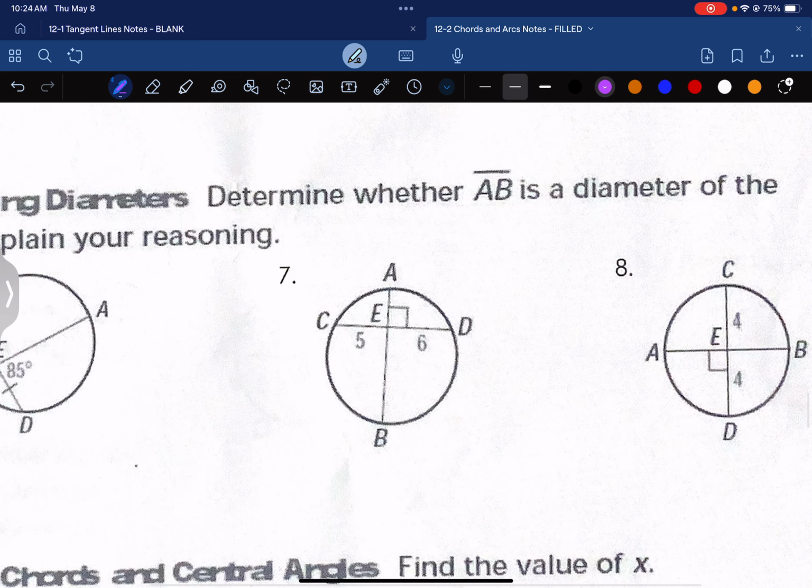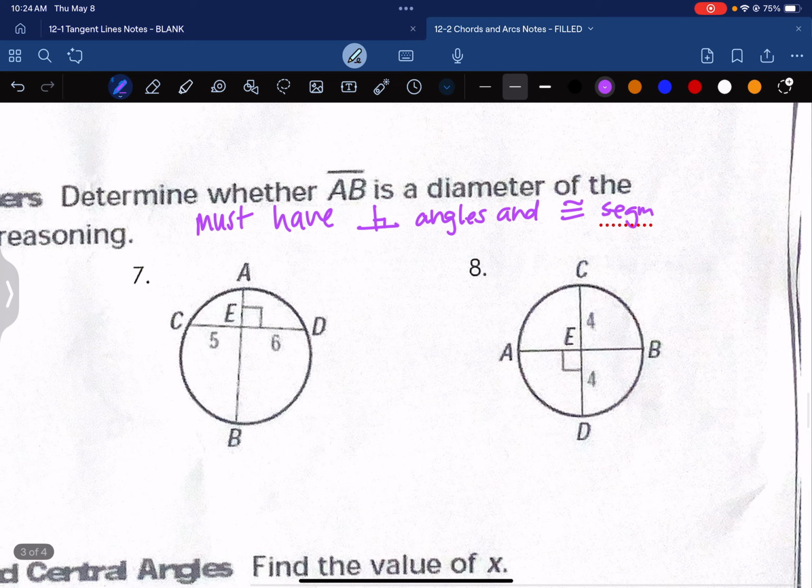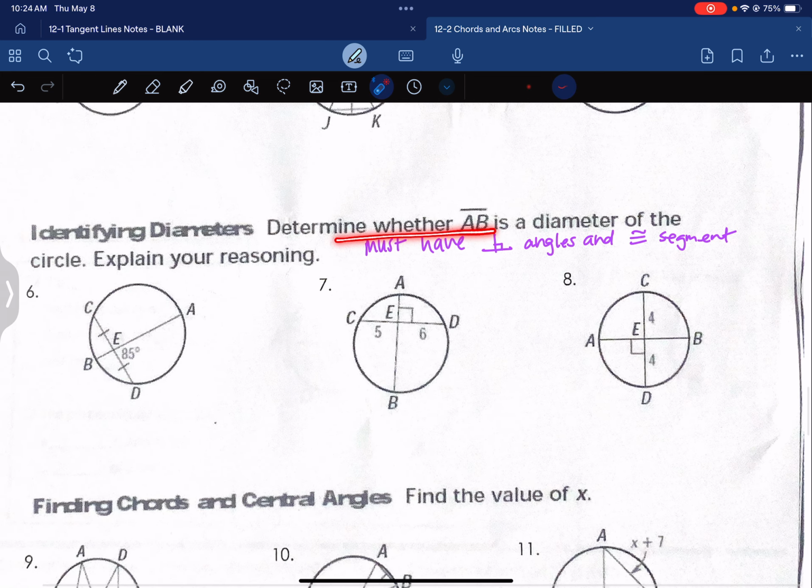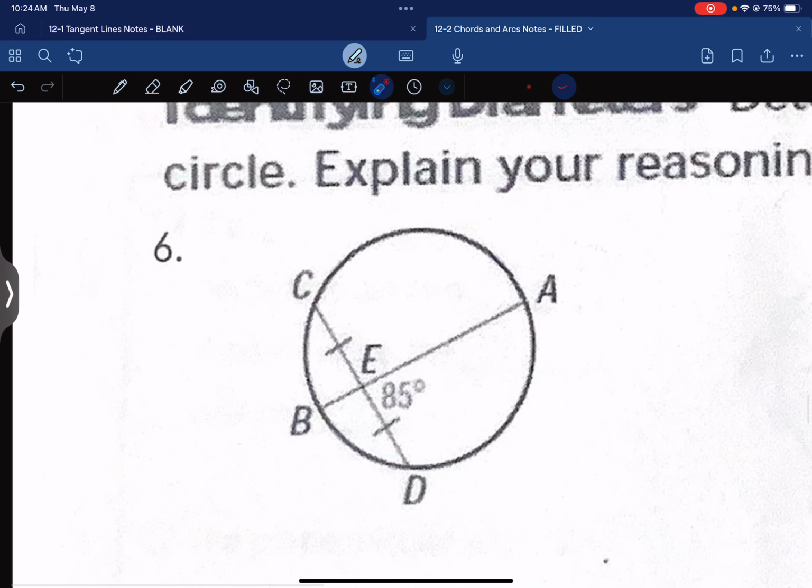Determine whether AB is a diameter. So two things have to apply. It must have perpendicular angles and congruent segments. All right, so you want to make sure that it says determine if AB is a diameter. So you're going to look at one of the problems. We'll look at this actually. It must have perpendicular angles and congruent segments.